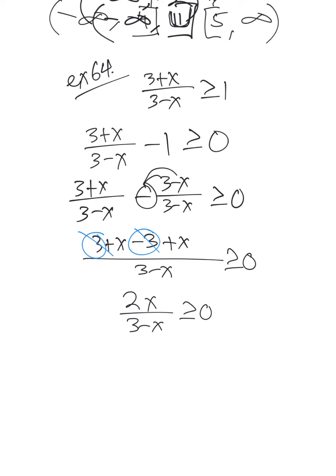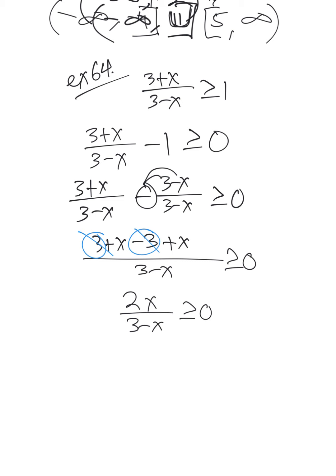If you have a 0 in your numerator, doesn't that mean the whole thing is 0? Yeah. Okay, so what value of x makes the top 0? 2 times 0 is 0, isn't it? Yes. So if x is 0, that's one of our special numbers.